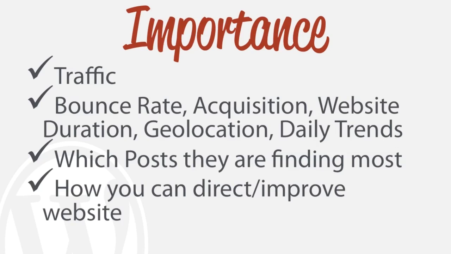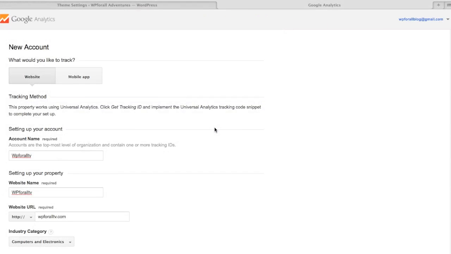And so, like I mentioned before, which posts are they finding the most? So you can target or adapt to write more of those types of posts. And it can overall just teach you how to direct or improve your website. All right, so now that we know the importance of what Google Analytics can actually do for us, what we're going to look at now is how to set it up.